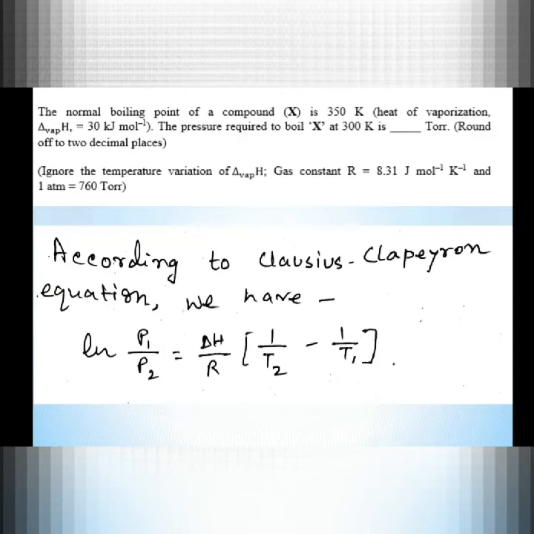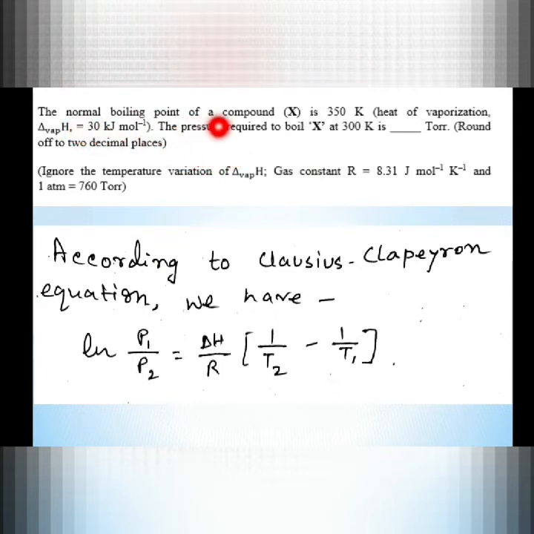Now the question is: the normal boiling point of a compound X is 350 Kelvin and the heat of vaporization is equal to 30 kilojoule per mole. The pressure required to boil X at 300 Kelvin is what we have to calculate.